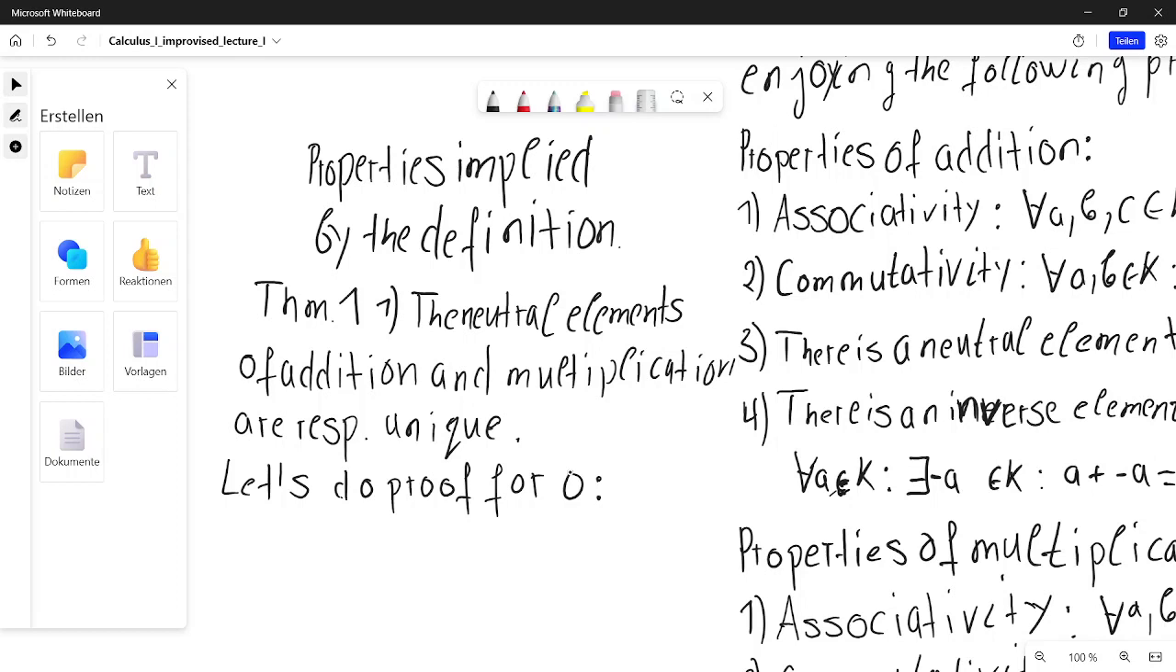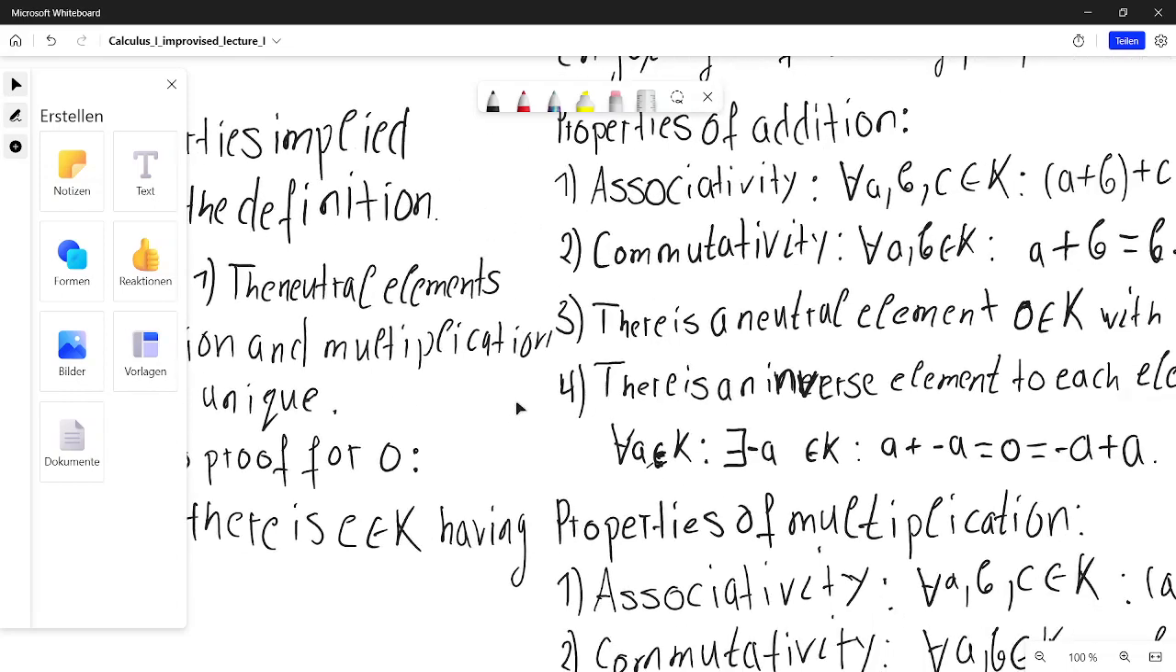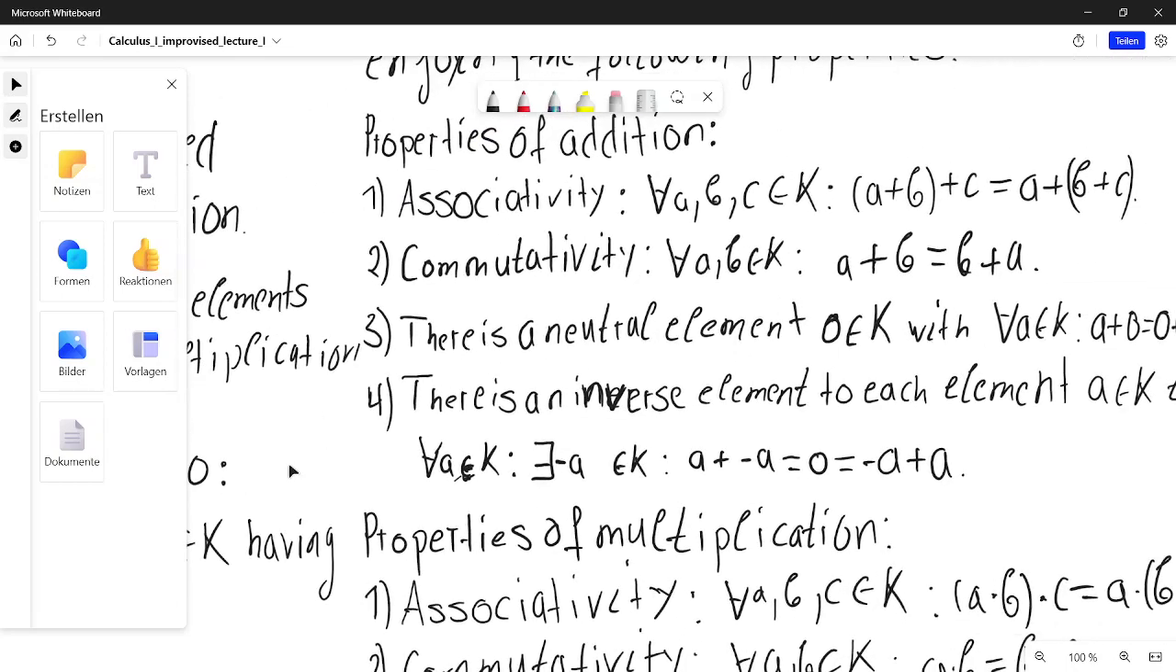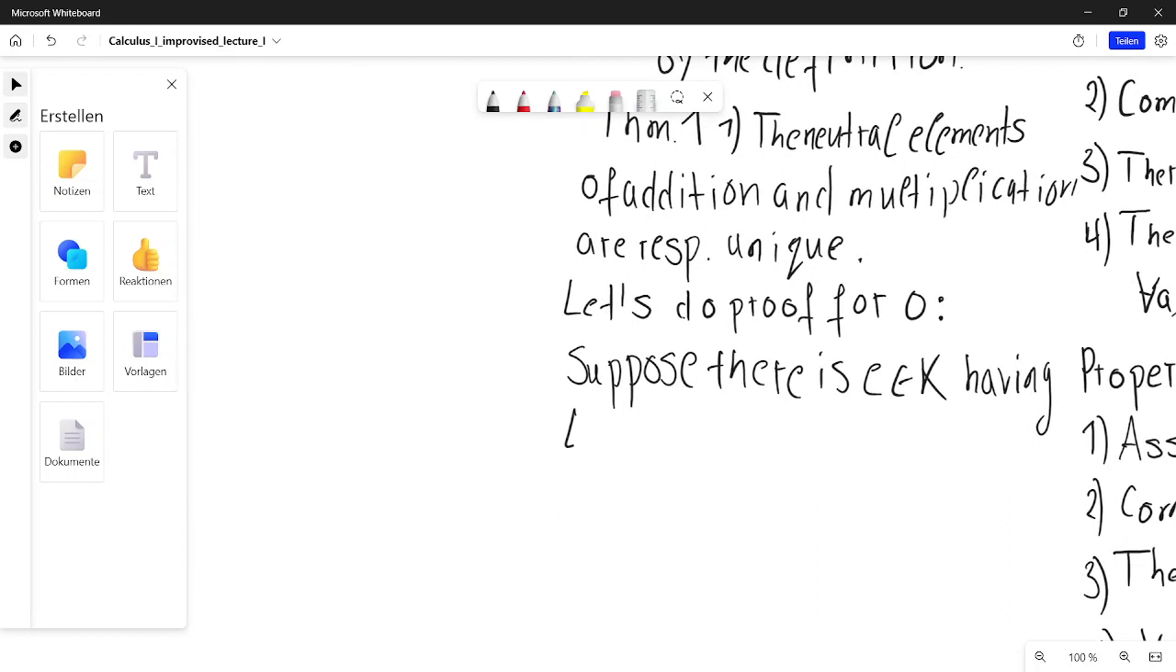Okay. But now we apply that in the context of uniqueness. Okay, let's do proof for zero. So according to what I said, suppose there is an element K having the property of neutrality. And the property of neutrality of addition, of course, is just the third property, right? Having the property of neutrality of addition.